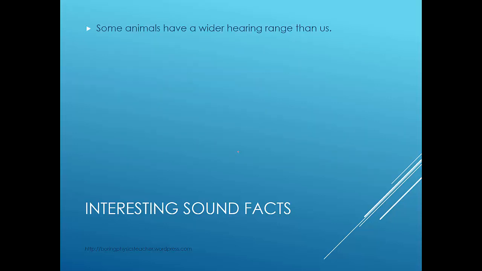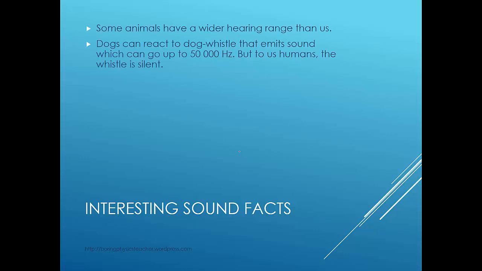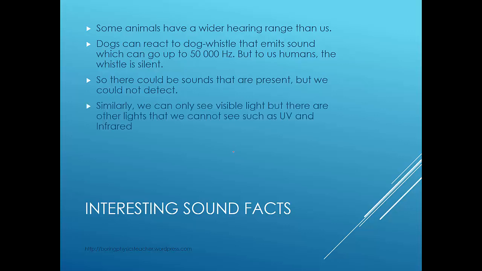Some animals have a wider hearing range than us, and dogs can react to a dog whistle that emits sound that can go up to 50,000 Hz, but to us humans, the whistle is silent. So there could be sound that is present, but we could not hear or detect. Similarly, we can only see visible light, but there are lights that we cannot see, such as UV or infrared. And an interesting thought for you before we end the lesson: would there be something else that we currently could not detect despite our technology, but actually could be already present among us?